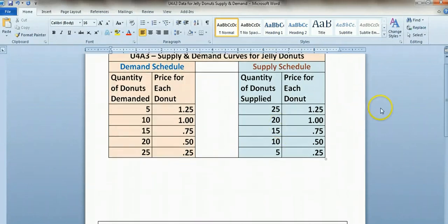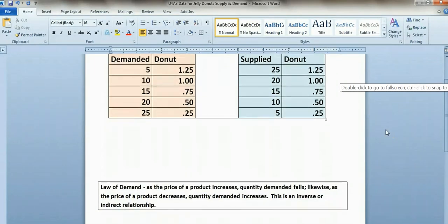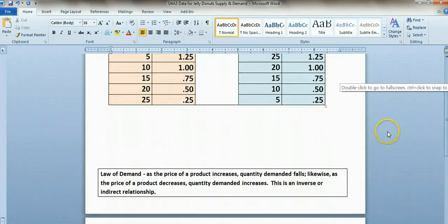So there are several things we need to review here. First thing is the law of demand. The law of demand states that as the price of a product increases, quantity demanded falls. Likewise, as the price of a product decreases, quantity demanded increases. All this means is if a supplier or producer sells a product for a higher price, we'll tend not to buy. Our demand will start to decrease. So this is called an inverse or an indirect relationship.